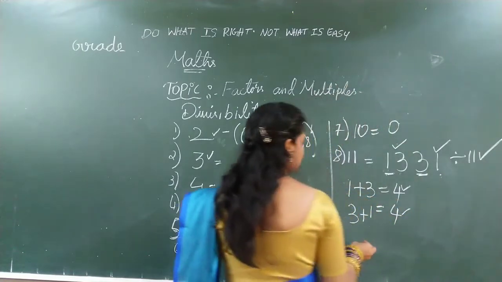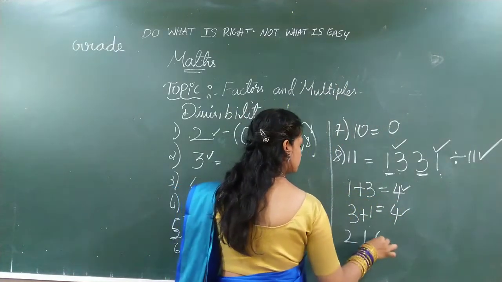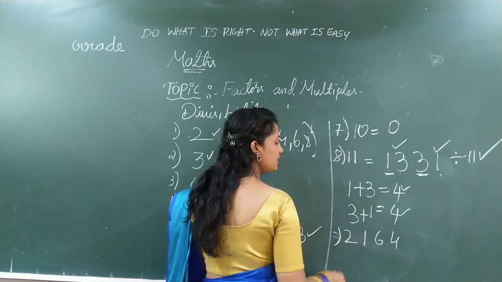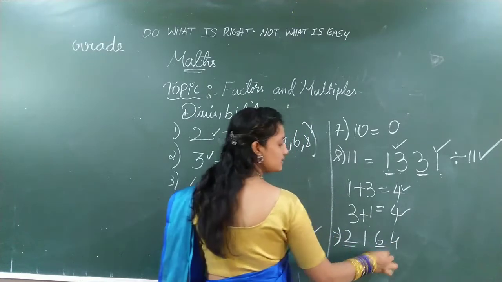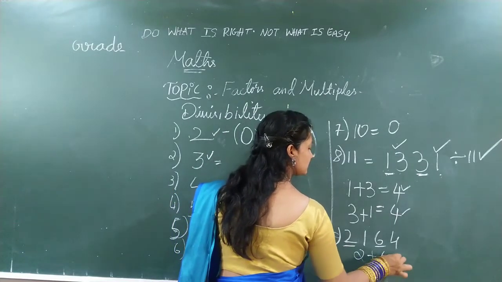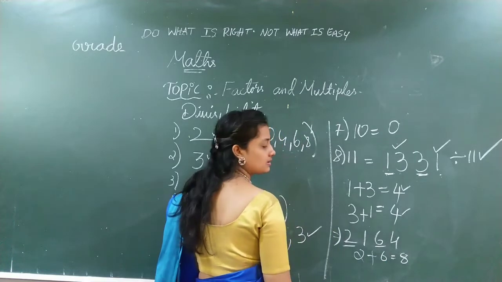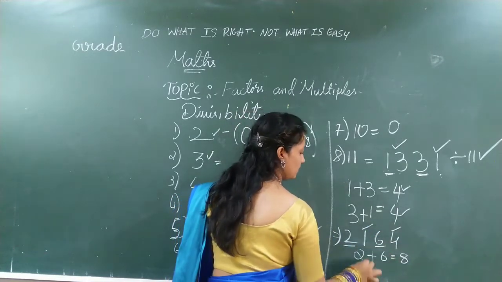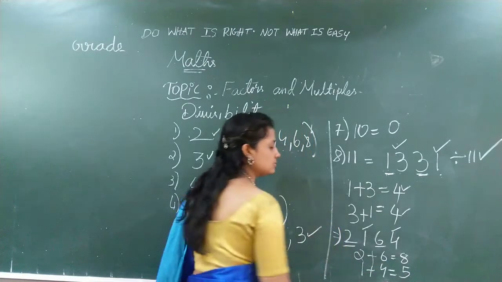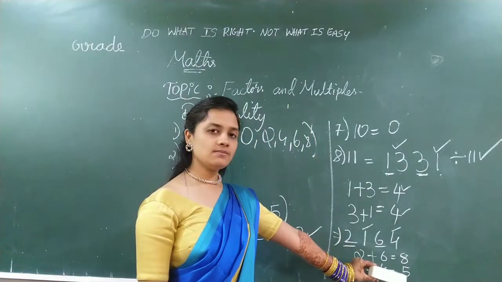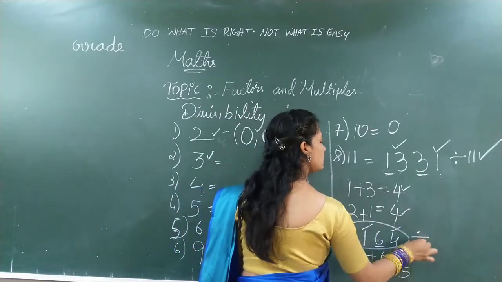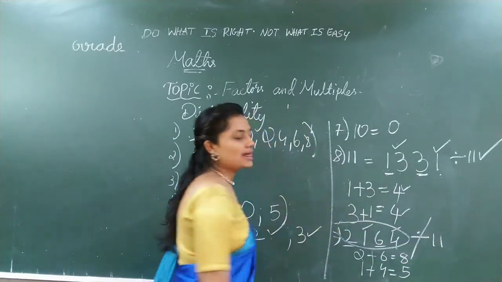If it is not, let us take one more example. This is the second example. I am going to take the first and the third number. 2 plus 6, 8. Now take the second and the fourth number. 1 plus 4, 5. Did I get both the answers same? No. So this number is not divisible by 11.